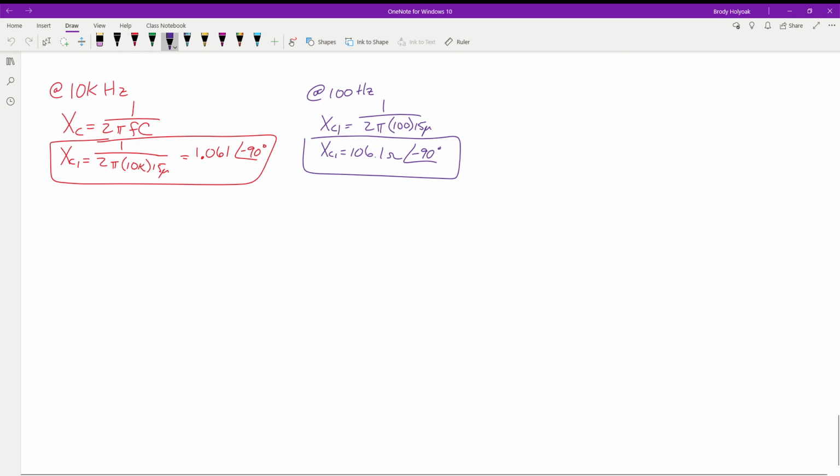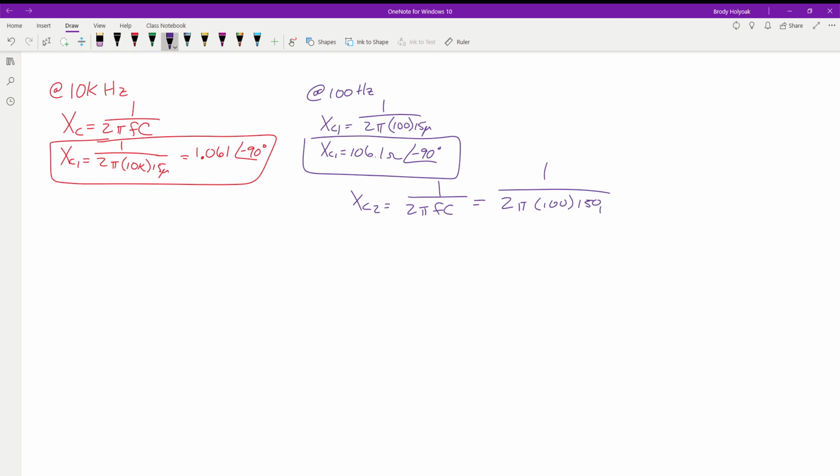So I'm going to switch over to purple. XC2. What's the formula for solving for the reactance of capacitor 2? 1 over 2 pi times frequency times capacitance. 1 over 2 pi times 100 times 150 micro. Okay, what did we get for the reactance for capacitor 2? At negative 90.